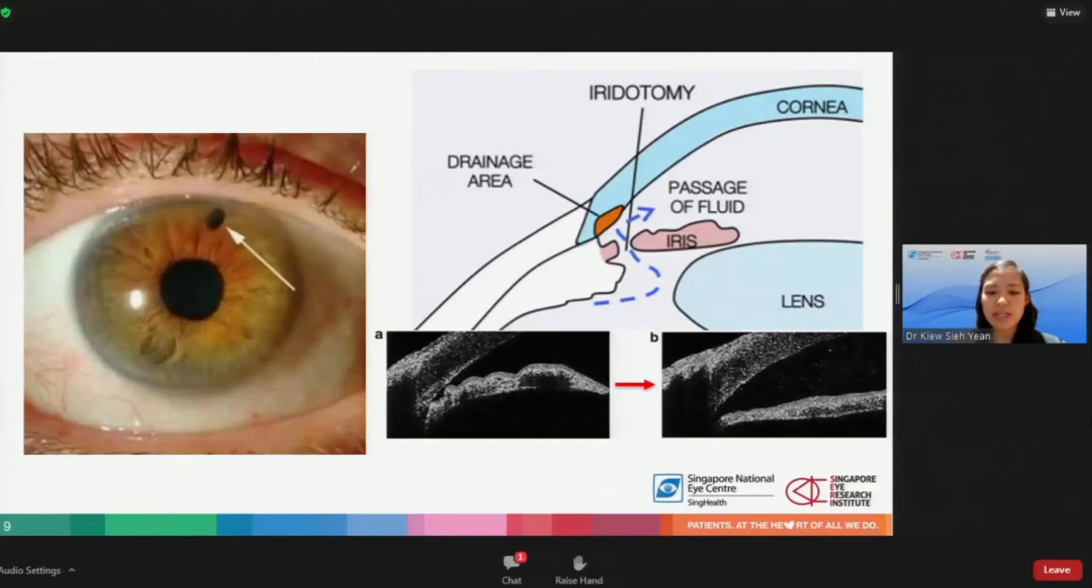Image A is a scan taken from a patient with angle closure, and image B shows the same patient after undergoing laser iridotomy. As you can see, the drainage angle of the eye, which was narrow before, has become much wider after having the laser procedure done.